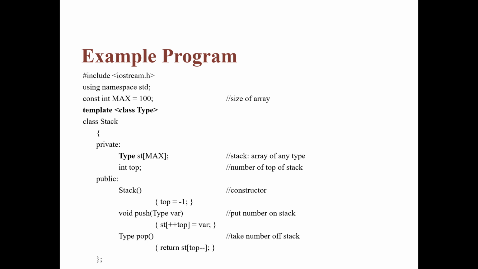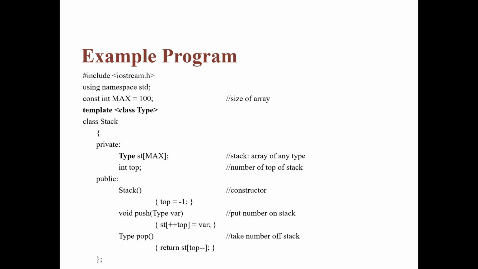An integer variable top is used to keep track of the top of the stack. A constructor initiates top to -1. So this is a constructor Stack that initiates the top to -1, indicating that the stack is initially empty. We have two types of operations here, push as well as pop. The push function is to add an element to the stack, and the pop function is to remove the top element from the stack and return it.